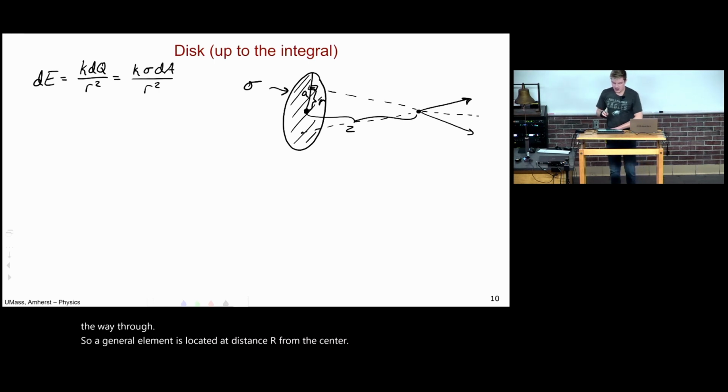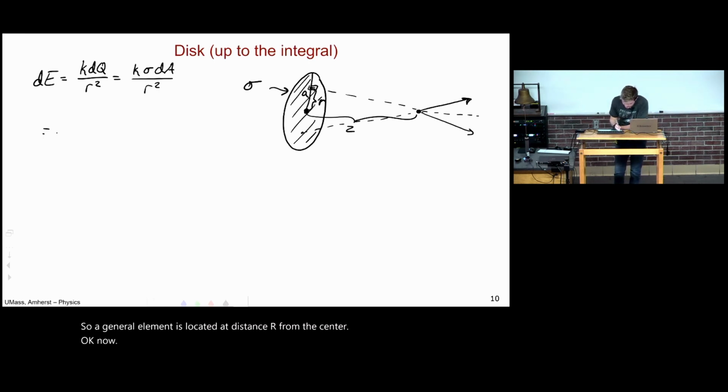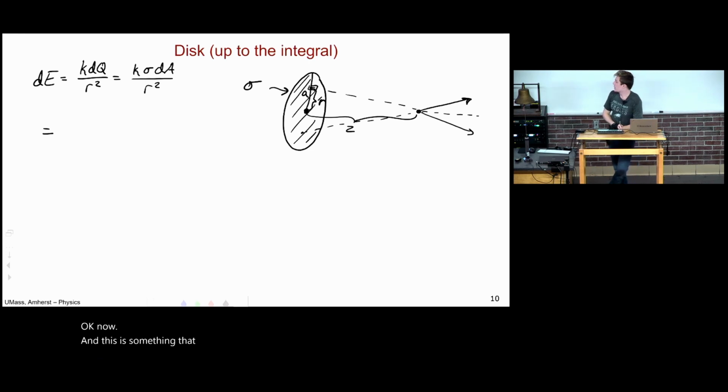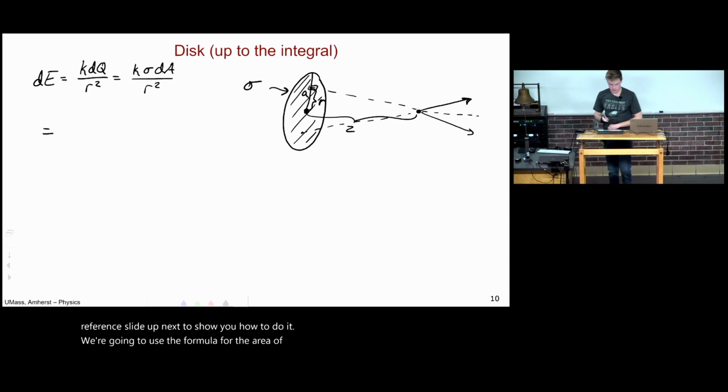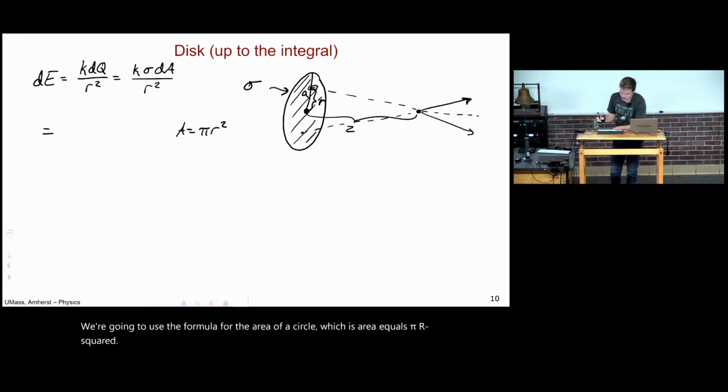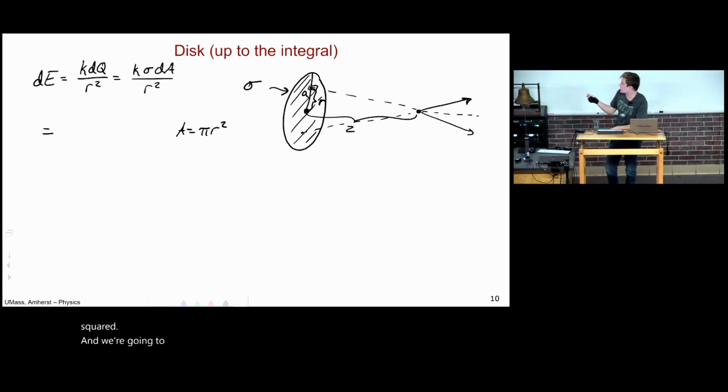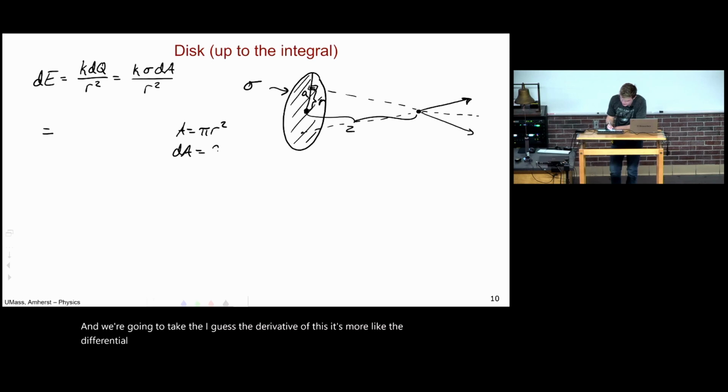Okay, now dA. This is something that you may or may not know yet, but I'll have a reference slide up next to show you how to do it. For dA, we're going to use the formula for the area of a circle, which is area equals pi r squared. And we're going to take the derivative of this, or more like the differential, to rewrite dA as 2 pi r dr.